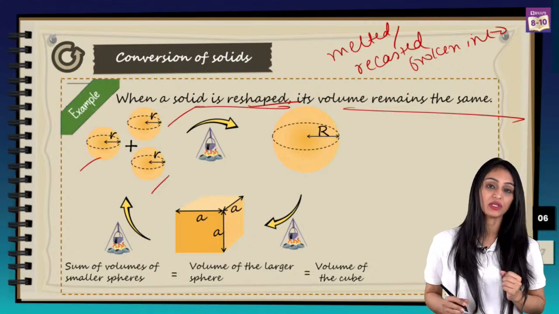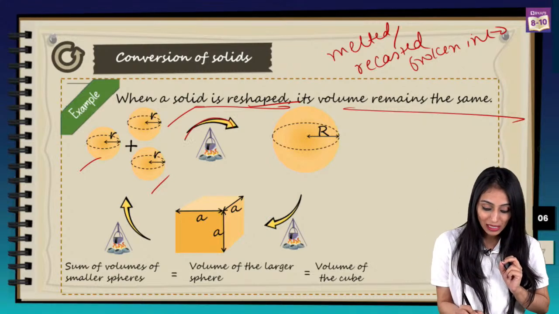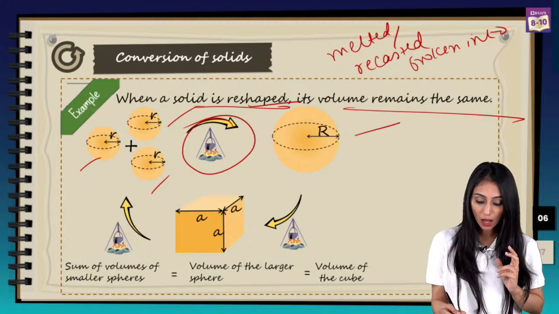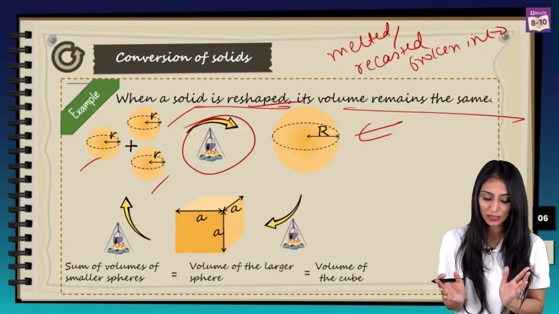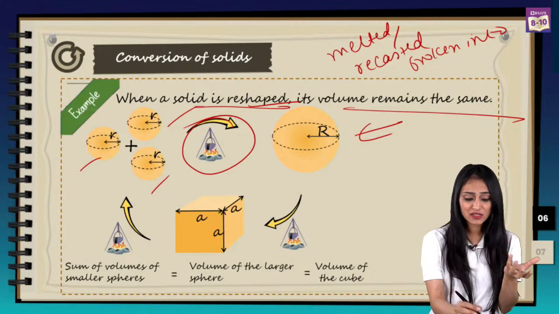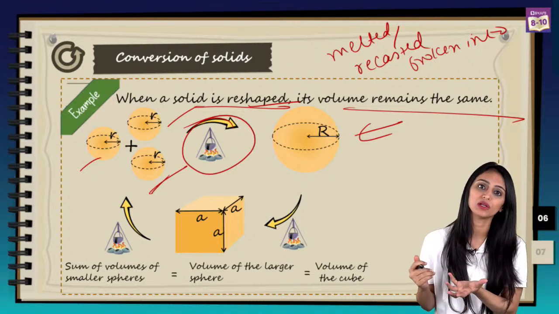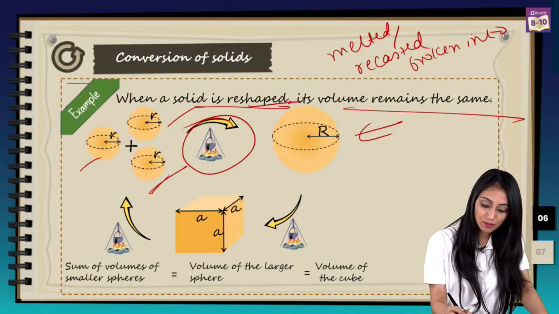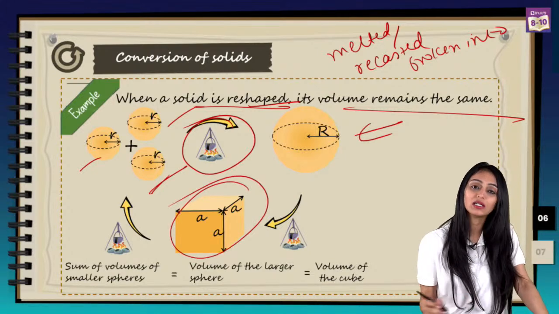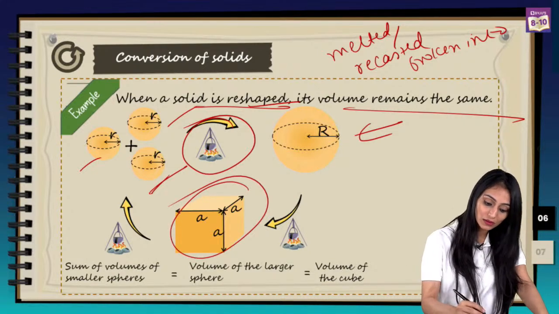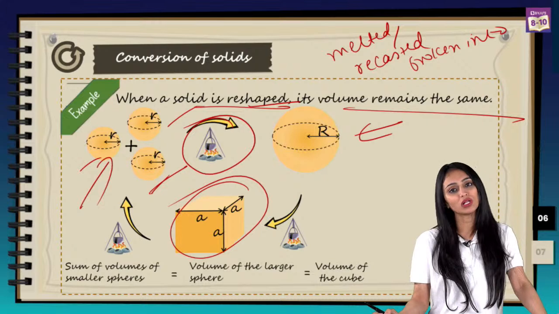Here we have got three spheres with radius r. When they are melted, right, using heat, a bigger sphere is formed. So obviously when these spheres are melted, the amount of material will remain same. That's why we say volume will remain same, right? Again, when it is melted, a cube is formed with the side length a. When this is melted, again we get the three small spheres back.